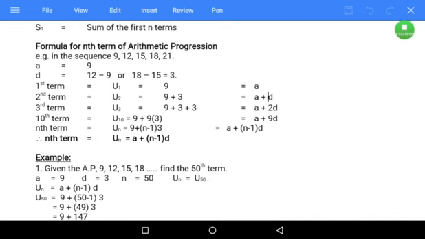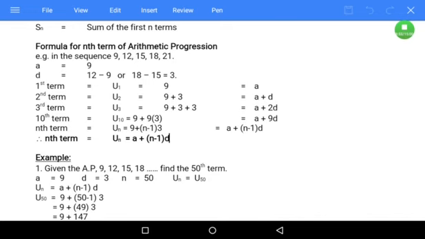Can you see that? Therefore, if you have the nth term, it will be a plus n minus 1. Since if you have the 10th term, it will be a plus 10 minus 1 d, to give us 9d. So if you have the nth term, it will be a plus n minus 1 d.